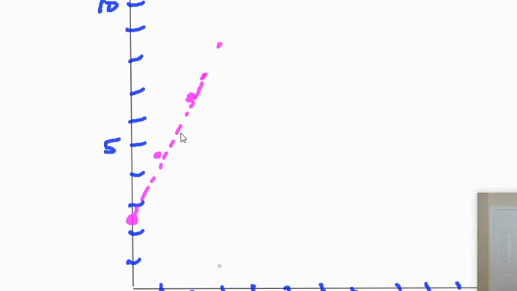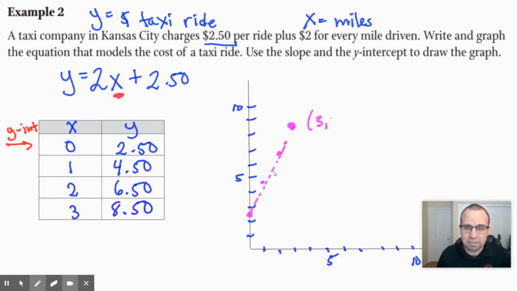And as you can see, when you get to 3, it's probably around $8.50. This should be 3, $8.50. All right, and then it continues on depending on how many miles you've driven.